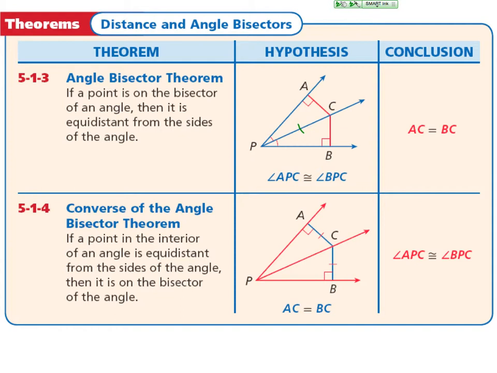Okay, so the two triangles are congruent by angle, angle, side. And then these are the same because of CPCTC. So you could do a proof of this theorem fairly easily.